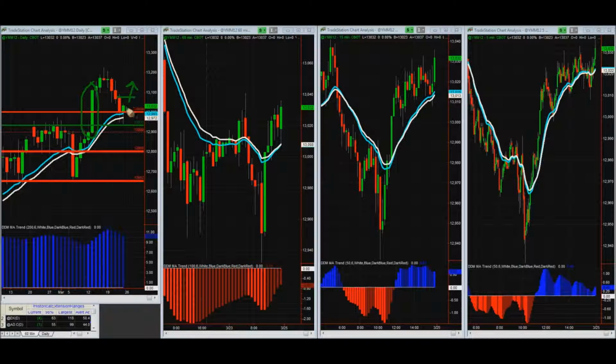So if I was not long the market right now, I'd really want to see the price come above here and close above here and look for a continuation to put in a new swing high.